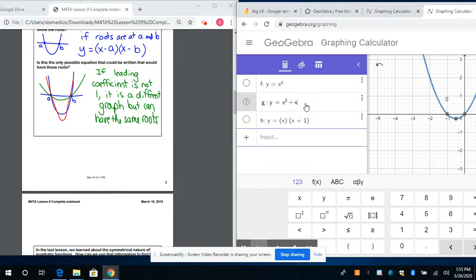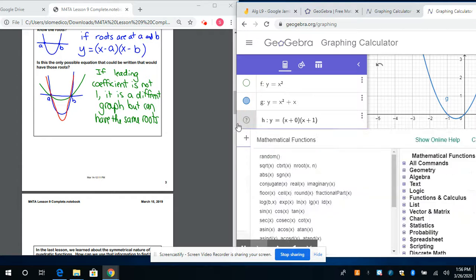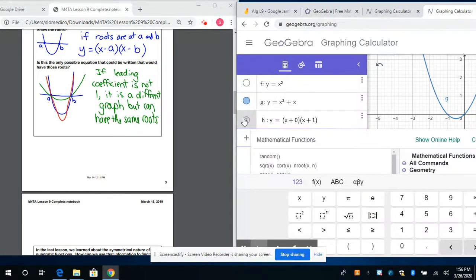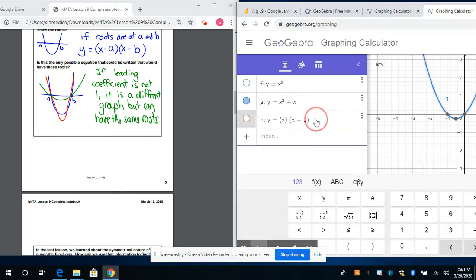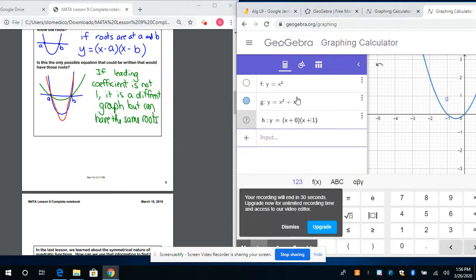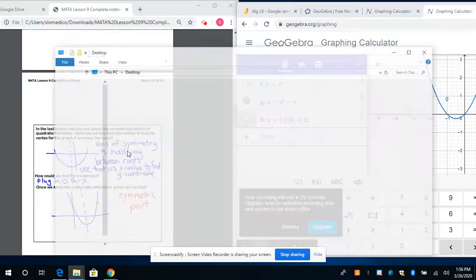So depending on the graph, this graph, x squared plus x, is in the blue, but the red also is that same graph. So these two, this is the normal form and this is the factored form, and they are actually equal to each other. So you see the red and blue are overlapping, g and h, because they are the same function. The blue is just the quadratic form, and this is the factored form. So they can look different, but they can have the same roots.